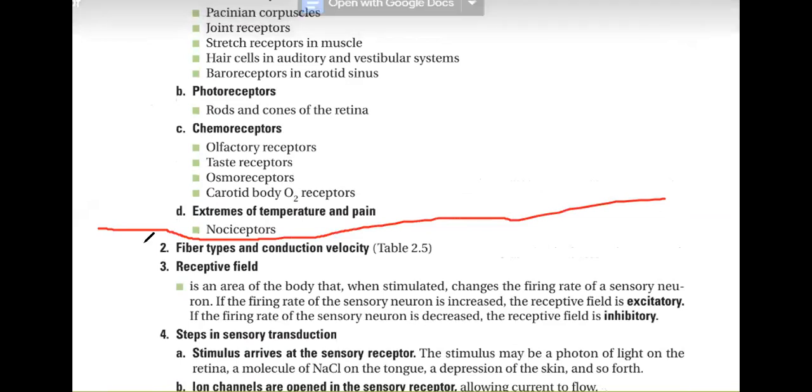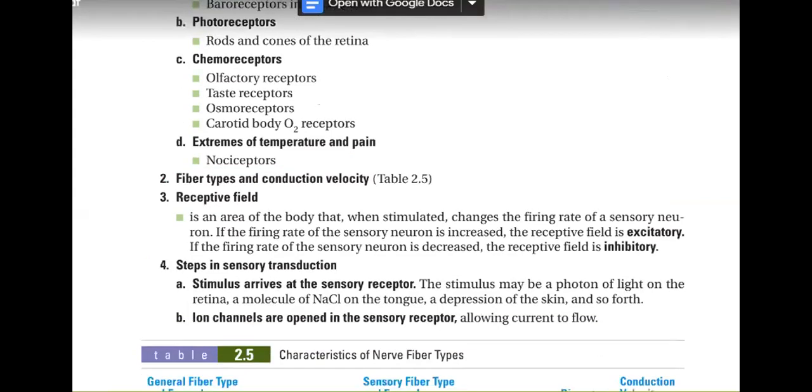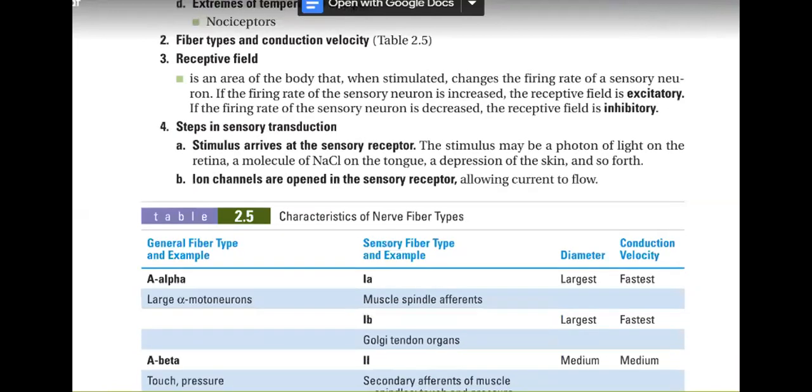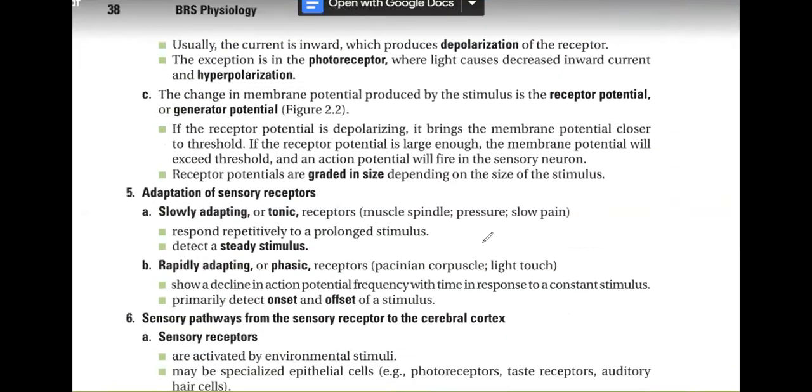So today we will first of all cover three topics. One topic will be the characteristics of nerve fibers, basically the types of nerve fibers. Another main topic will be the action potential, because the receptive field and all these steps in the sensory transduction, along with the adaptation, are all part of the action potential.